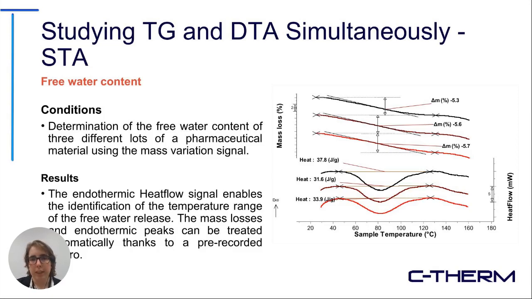You can also, with a simultaneous thermal analysis instrument, study some types of TG and DSC or TG-DTA experiments simultaneously. So this is an example of a TG-DTA experiment where we're looking at free water content in a polymer. On the top part there, you can see the mass loss signals due to loss of free water in the polymer material. On the bottom end of things, you can see the heat flow signals associated with the same phenomenon.